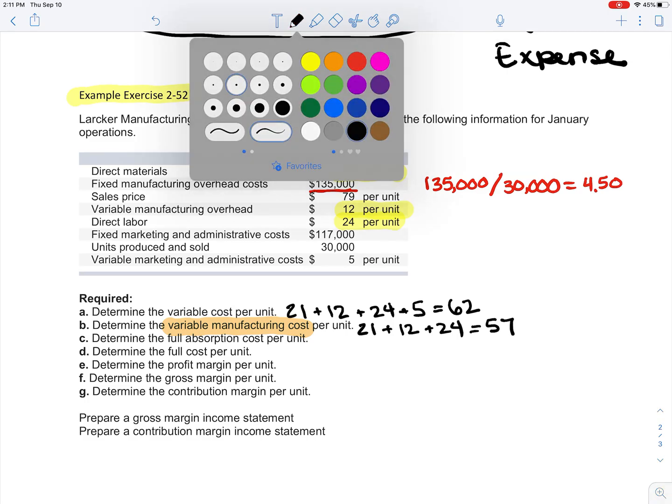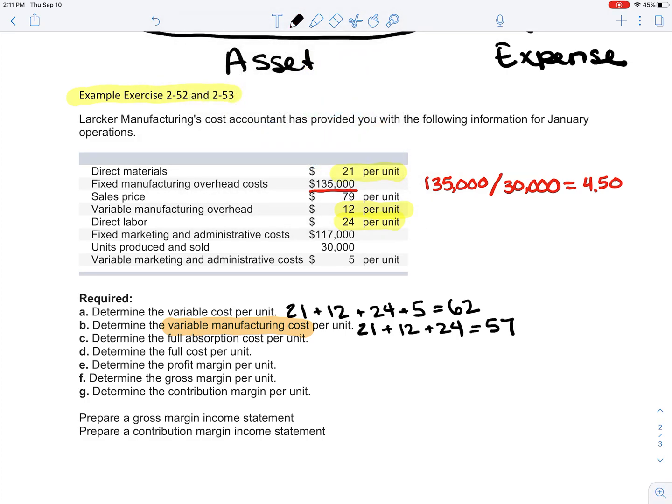Again, this is looking at just how much is it totally taking me to make this product. So I would include the 57 that I just did and that 4.5. So that would equal a total of, if I do my math right, $61.50.